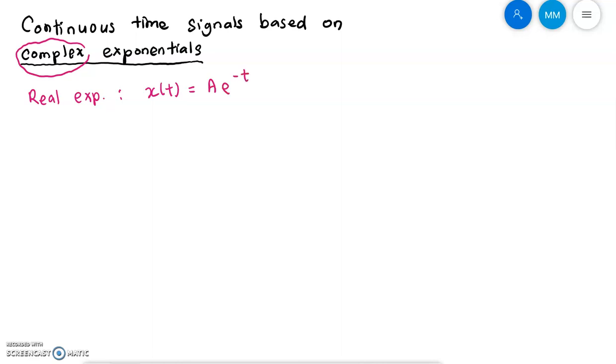So the function is based on a e to the power of minus t, which we call real, where you can see that the graph can be sketched something like this, with a when t equals 0. So this is for the real exponential function.